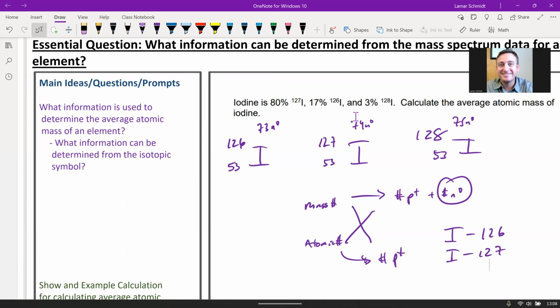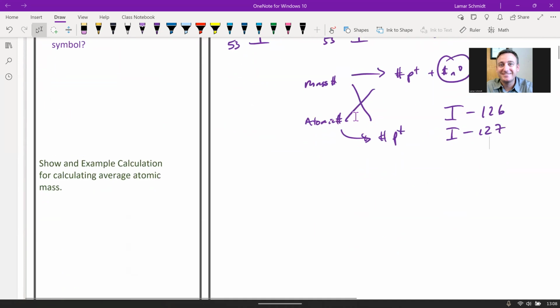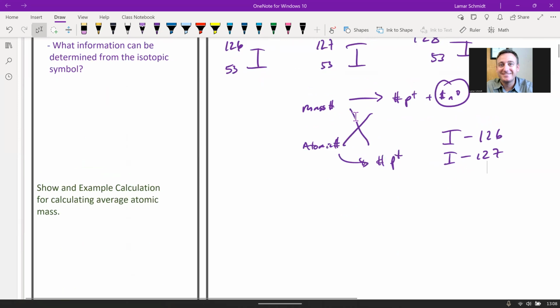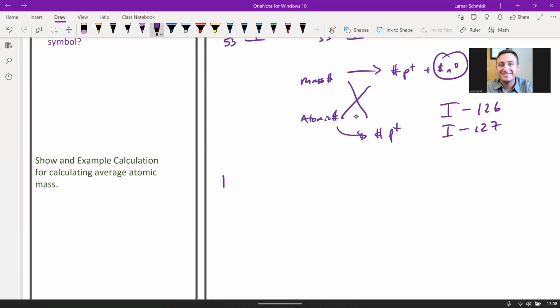So we're going to use this data that we have right here at the beginning. We see it says iodine 127 is 80%. Well, let's start with 126. We'll just use the same data. It doesn't matter what order I put these in, but let's say I-126. And so what we notice is the atomic mass is 126 AMU, atomic mass units. And what we're going to then do is put the mass number, and then multiply this by the percentage in decimal form, or percentage as a decimal.